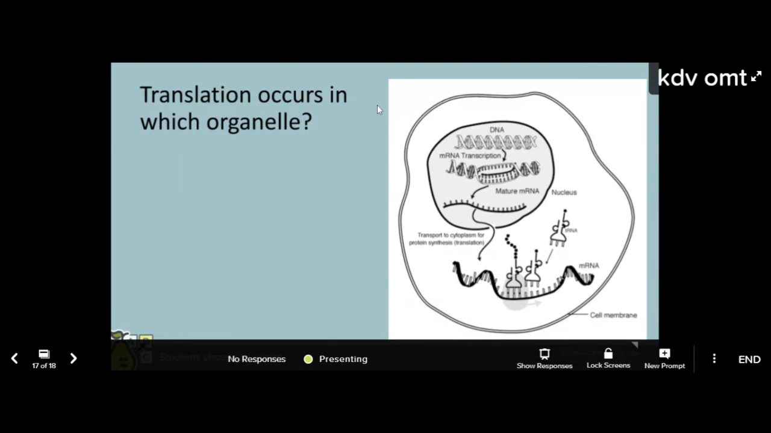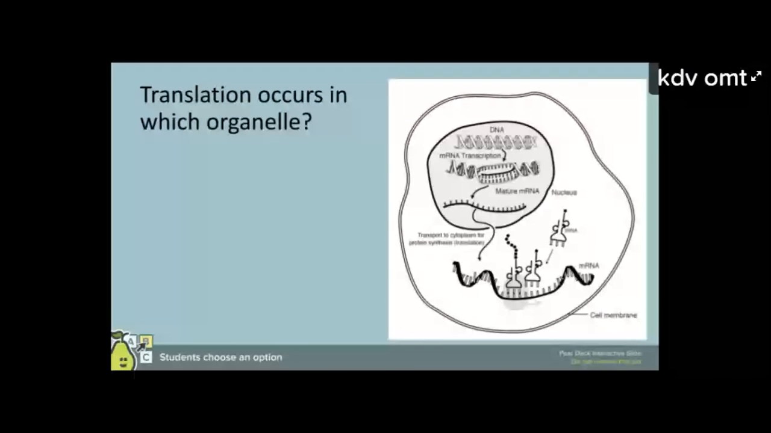Translation occurs in which organelle? Which organelle does translation occur in? So transcription occurred in the nucleus. Remember, we went into the nucleus. We got a copy of a portion of the DNA. That portion, I will give you a clue, leaves the nucleus and goes somewhere. Where?